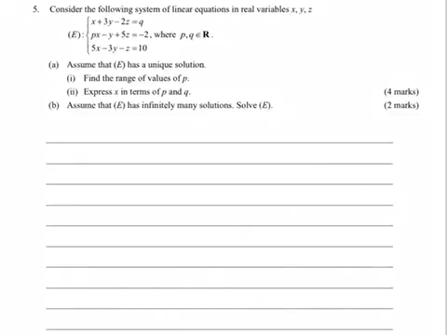Okay, for question 5, part A1. Because we assume that the system has a unique solution, as we know, a system will have a unique solution if and only if the determinant of the coefficient matrix is non-zero. So this is the coefficient matrix, and then you set it non-zero. Now, first we simplify this one.